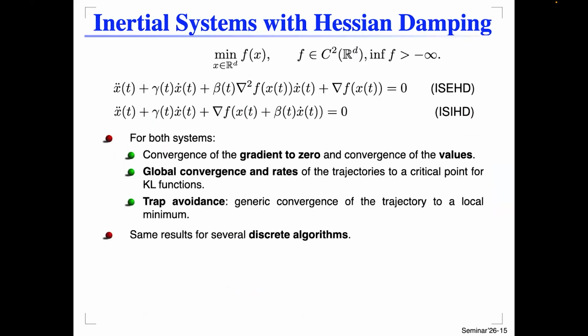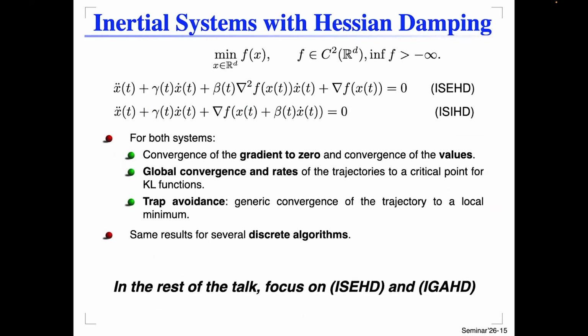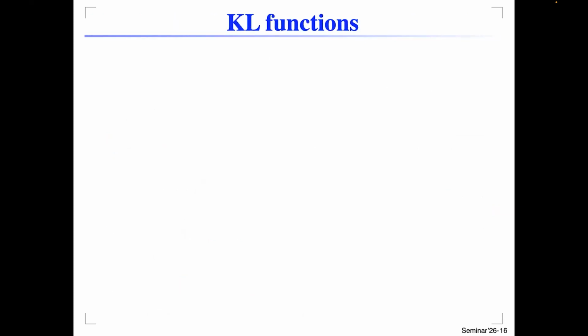Okay, so for both systems, I'm going to go through some results. I'm going to show convergence, global convergence and rates, and also trap avoidance. What I'm going to show you is that for all these algorithms, even if the problem is non-convex, it doesn't matter. Because in most cases, if you have a good initialization, it's going to work, it's going to go to minimizers instead of going to very bad critical points, what we call strict saddles. Okay. So I'm going to focus only on one of them.